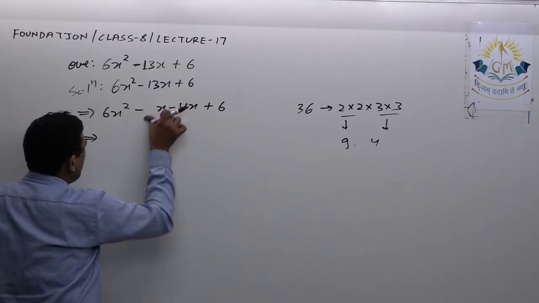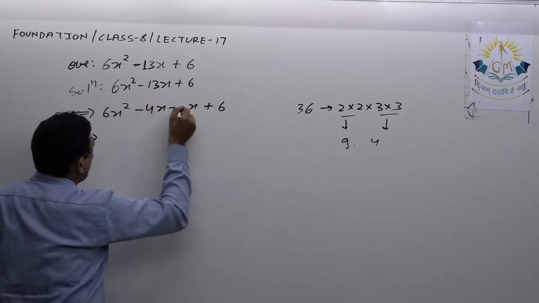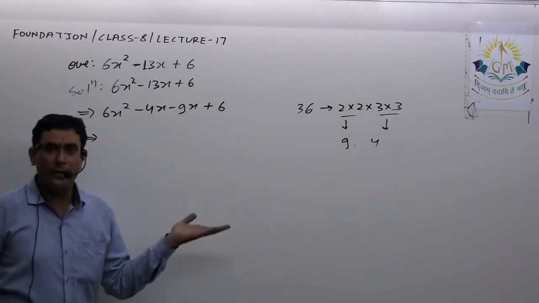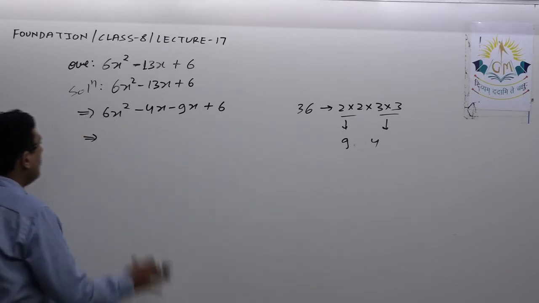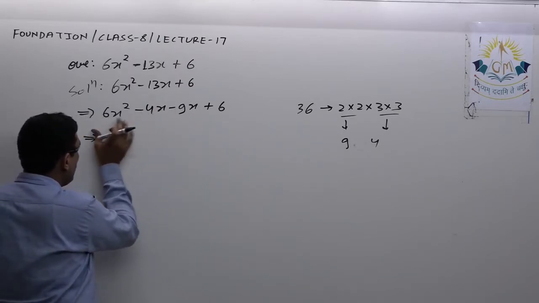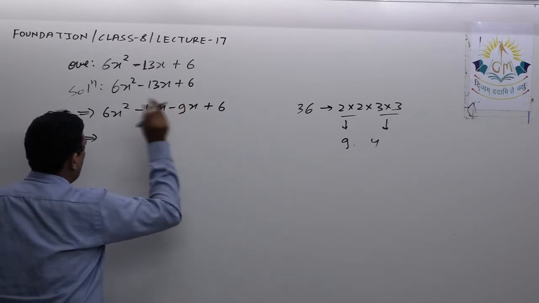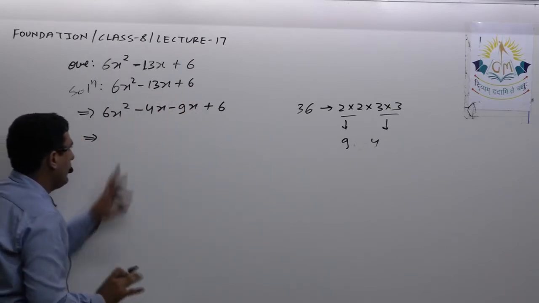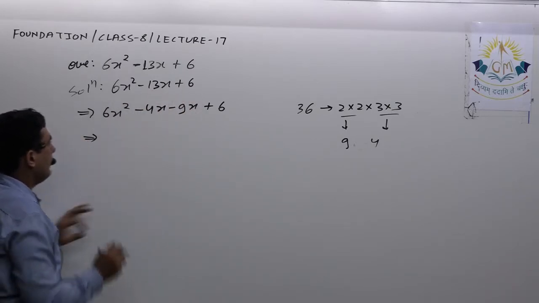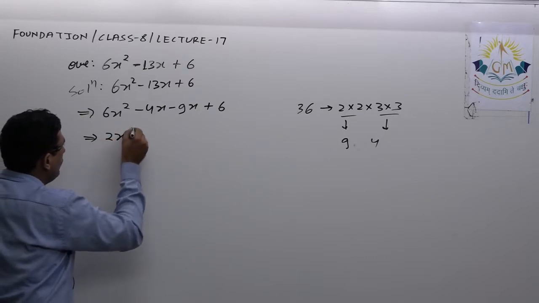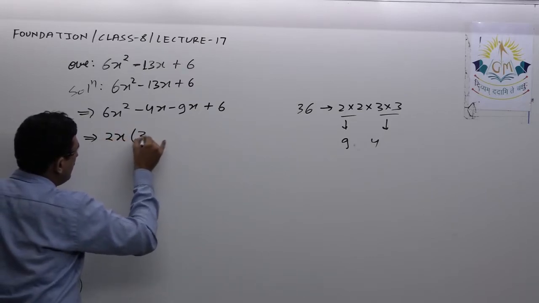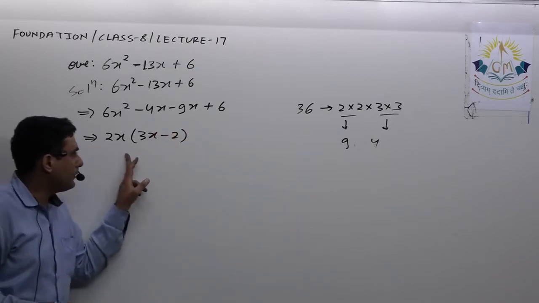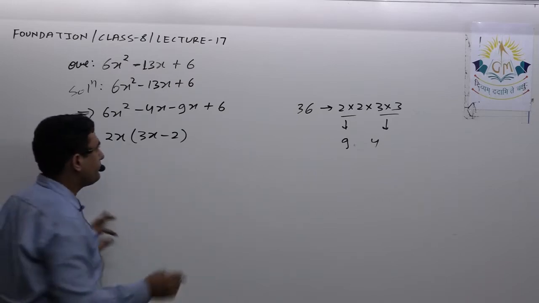So let us make one more change. Let's say I wrote minus 4x first and then minus 9x. Doesn't make any difference. Okay, I'm just giving you one more way to solve. So even though now I wrote minus 4x over here, minus 9x over here, the sum is minus 13x, the product is 36x square. Now what can I take common? Definitely I can take common 2x. So when I take 2x common, here I will get 3x and here I will get minus 2. So 6x square minus 4x.